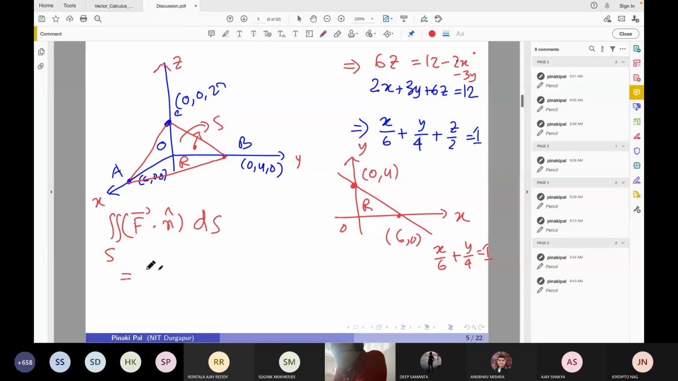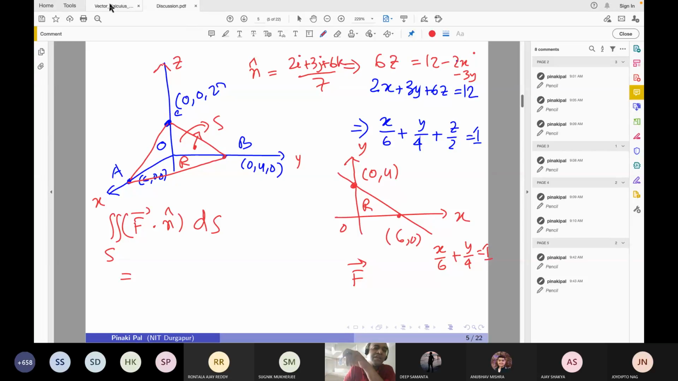So what is your n? This is the plane, so immediately you can tell me the unit vector: 2i plus 3j plus 6k, by 7. This is the n cap. And what is your F? Do you remember F, or should I? No, sir, it was very big.